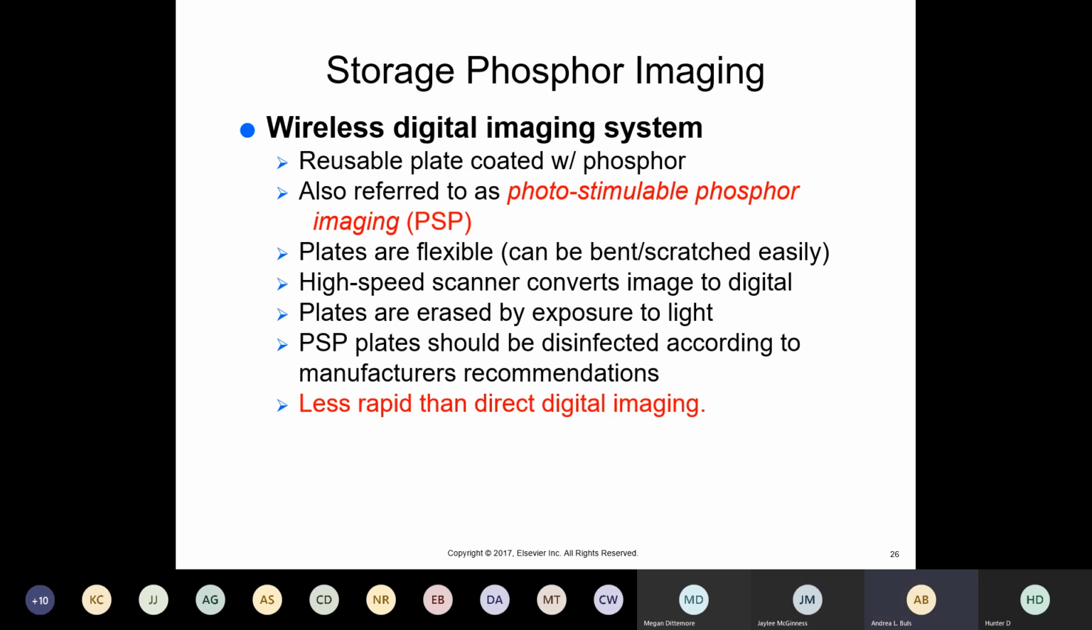Like I said, the thing with those plates is they are flexible, which can be nice. They can be more comfortable for the patient, but they can be easily bent and easily scratched. And when they're scratched, it's going to affect every single image you take with that plate. So the flexibility is nice for comfort, but it's not good for the life of the PSP plate.